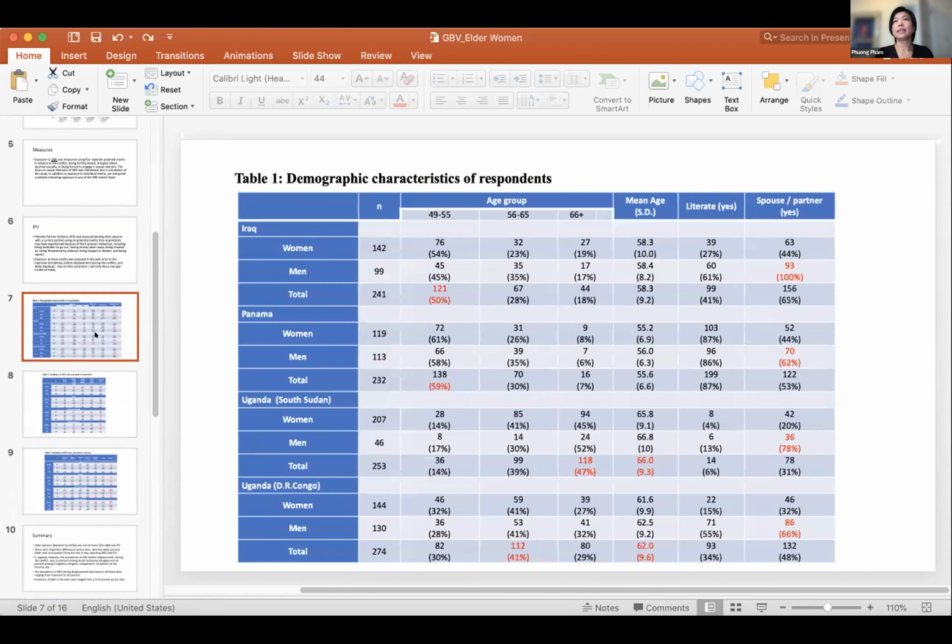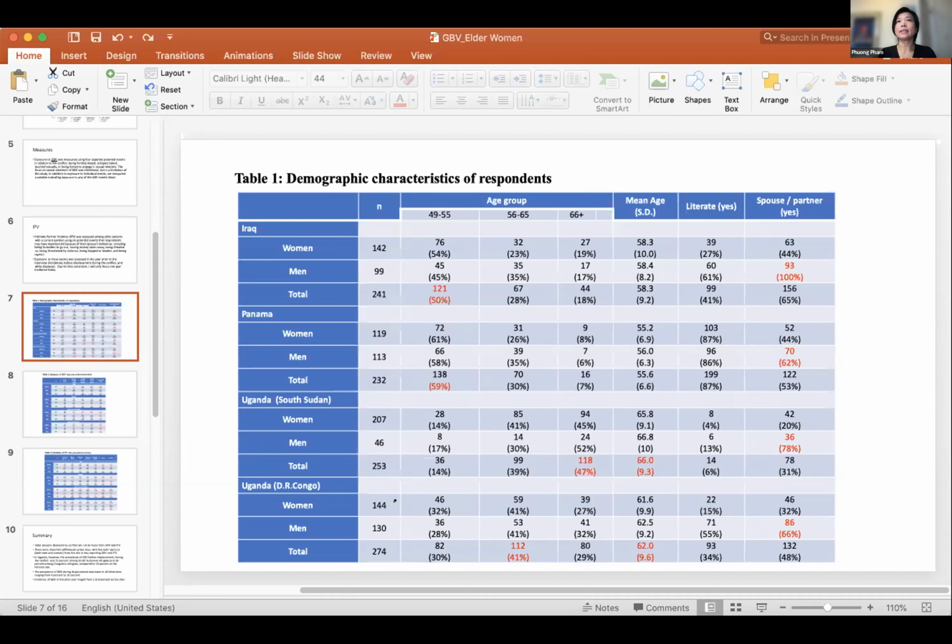So a little bit of demographic characteristics of our respondents. As you see here, in all of the studies, in some locations we were able to capture more women than men, but we tried to get it as evenly split as possible. And you'll see that in Iraq, our populations tend to be in the younger age range, between 49 to 55, so about 50%. And then we had 28% between 56 and 65, and then 18% that was 66 plus.